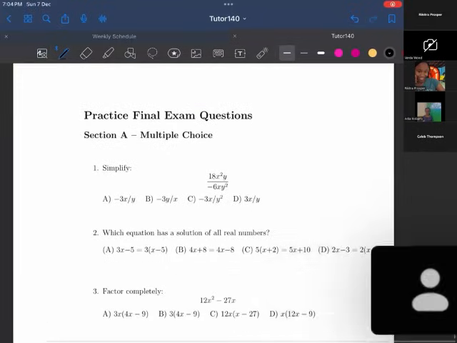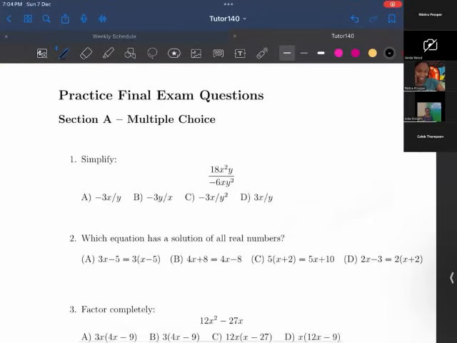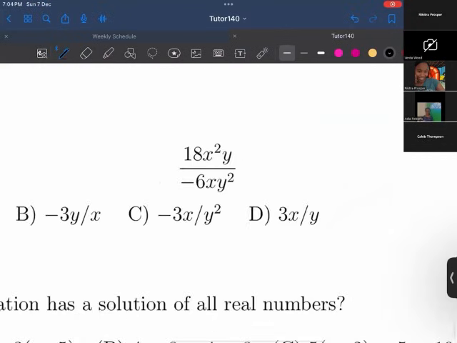Okay, so first question we have, simplify 18x squared y divided by negative 6xy squared. So the first thing I'm going to do is divide the two numbers. So negative 18 divided by 6 is negative 3, right? And now we're dealing with the law of exponents, the quotient rule. When we have x squared over x, the exponent on the bottom is 1, so we just subtract the two exponents. So this would just be x squared minus 1, so we just have x by itself, right? And since that's positive, we put it in the numerator.